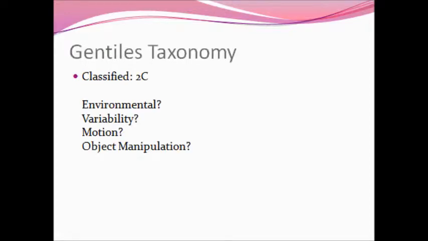TALS taxonomy is an assessment tool used to classify skills. It allows us to select appropriate training tools to apply in our skills training program. We have classified our skill as 2C. Environmentally, the skill is closed, but at the same time, it also has intertrial variability. Both the body and the object are in motion for this skill. There has also been no object manipulation.